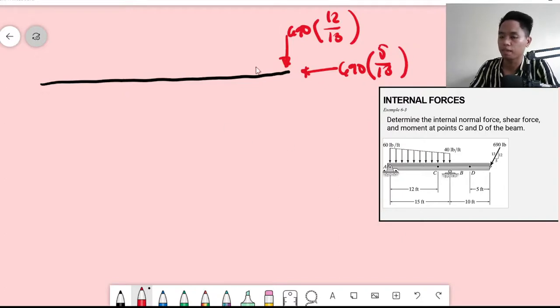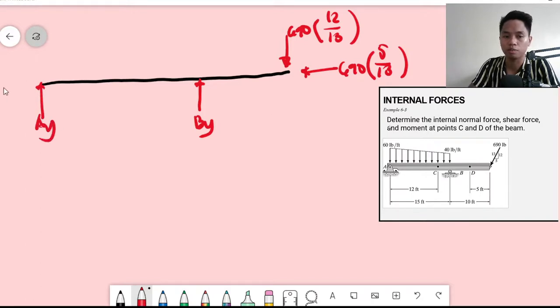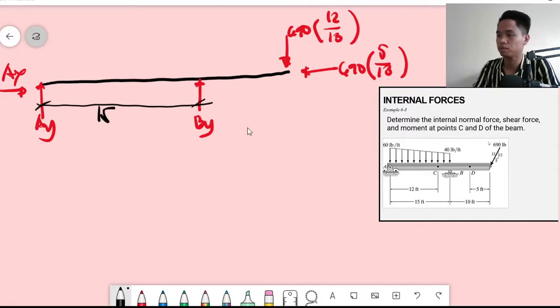Separately, we have the reaction at C, and the reaction at B, which we can make our BY. And then the reaction at A, this will be our AY, and then we have our AX. So let's just include the distances. BY is 15, and B is 10 feet.